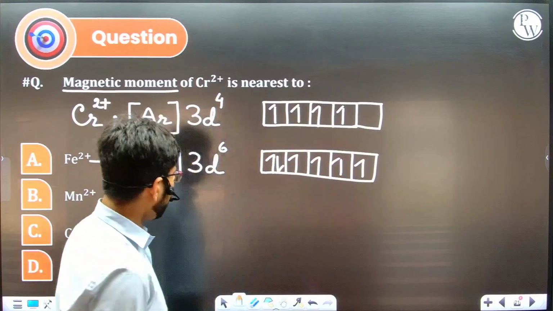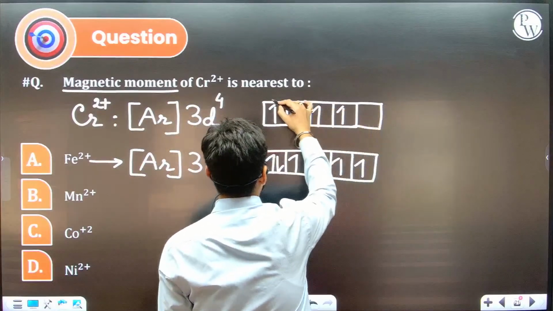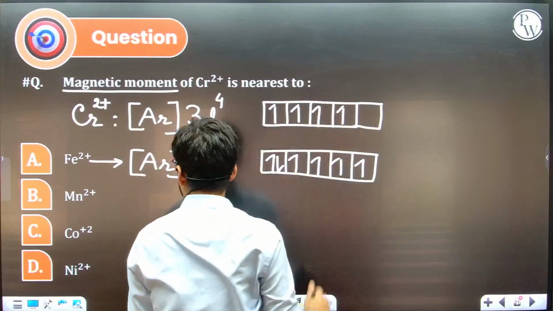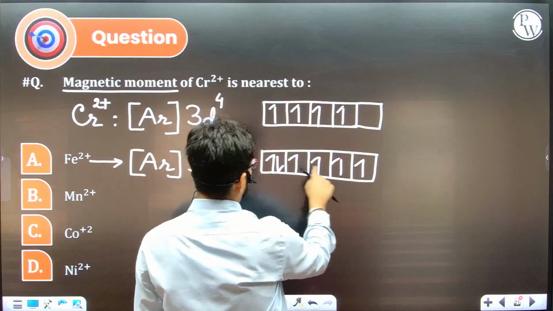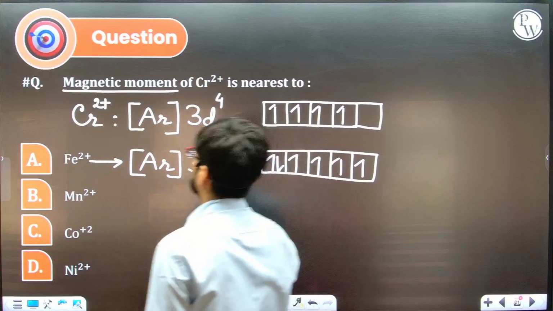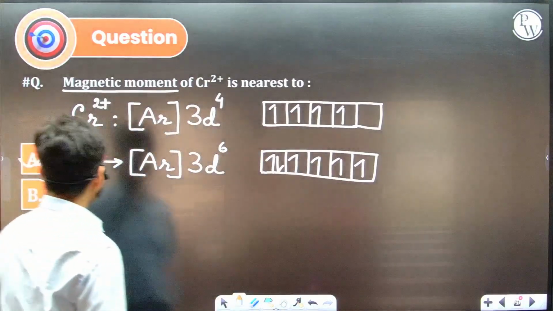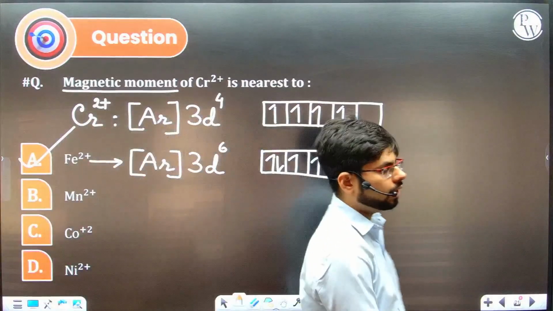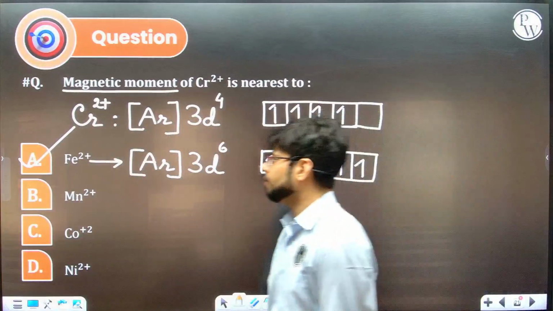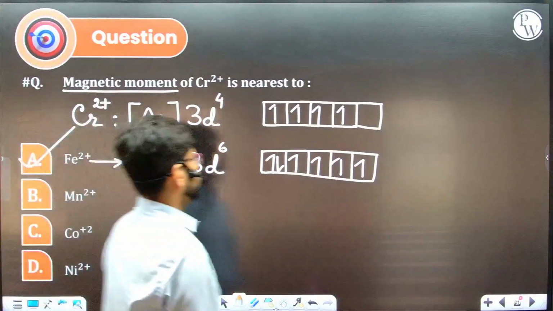And according to that I have filled, if you look at this, there are 4 unpaired electrons, 1, 2, 3 and 4. And if you look at Fe2 plus, again there are 4 unpaired electrons, 1, 2, 3 and 4. Since the number of unpaired electrons is same, I will say A is the correct answer. That means the magnetic moment of Cr2 plus will be same as the magnetic moment of Fe2 plus. Next question.